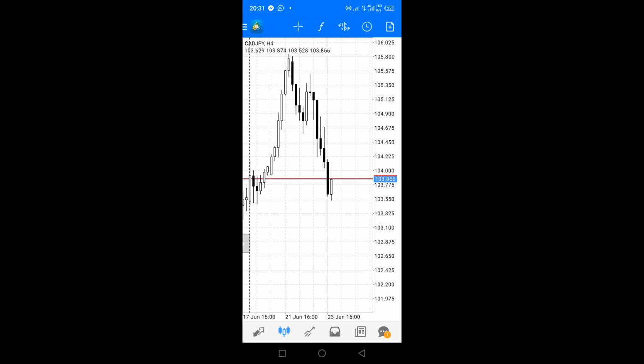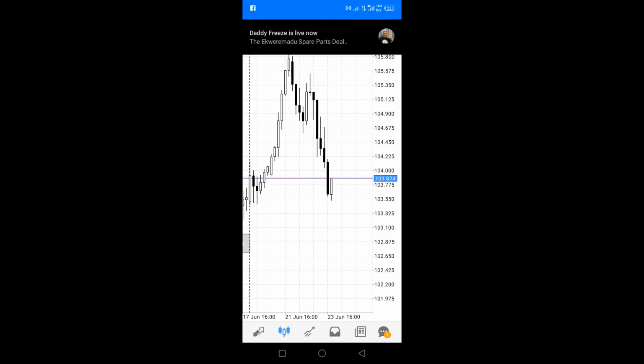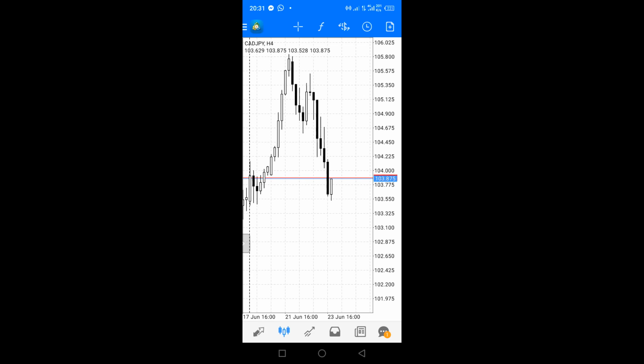Now, in the chart interface, if you remember, I told you that what you have here is a graph of price against time. Price presently is on the right-hand side and is on the y-axis, and time is on the x-axis just beneath.